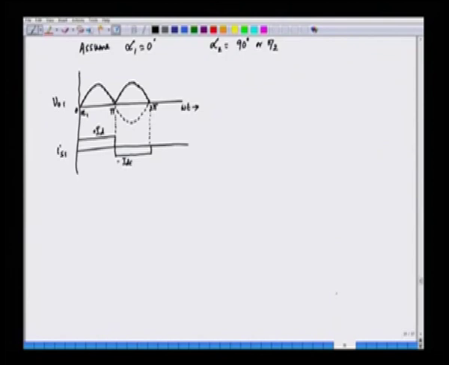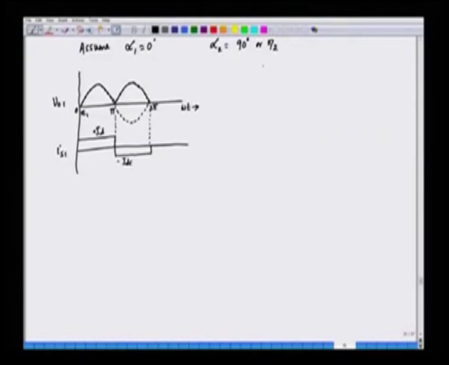What about the converter 2? The converter 2 alpha 2 is pi by 2. So, if alpha 2 is pi by 2, there will be some current which is drawn by the converter 2, and the converter 2 currents will be like this. We have this converter 2 current as IS2, and converter 2 voltage is VO2.